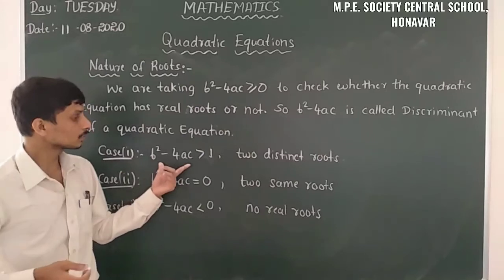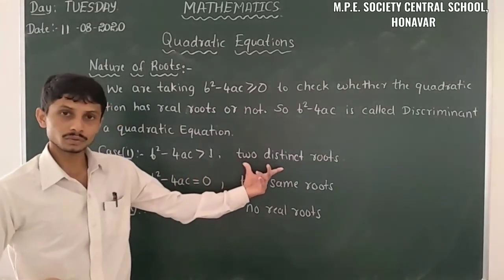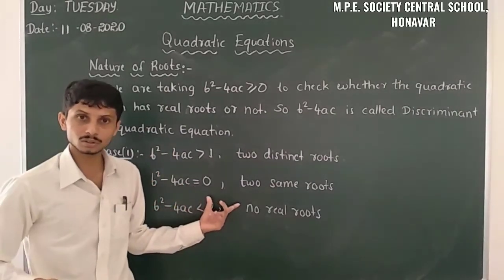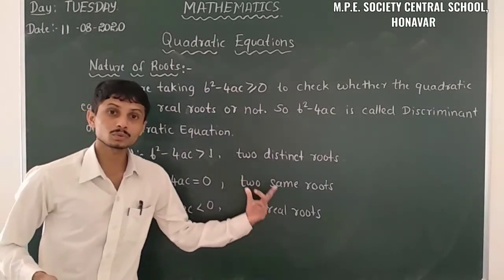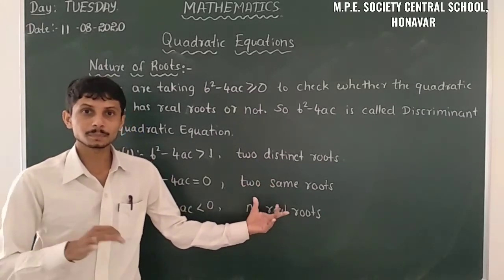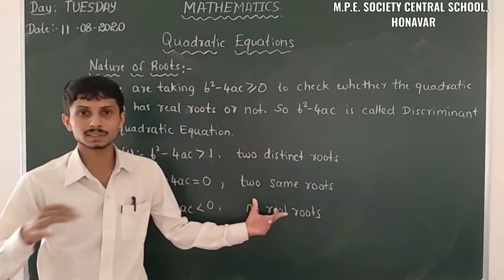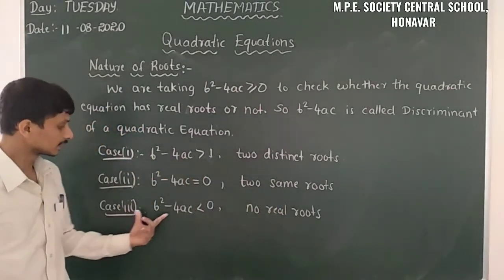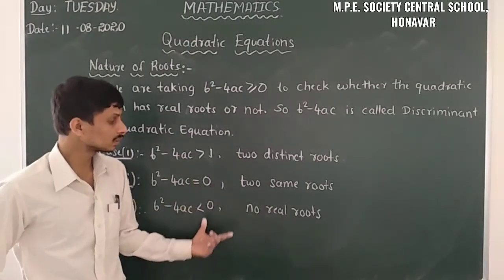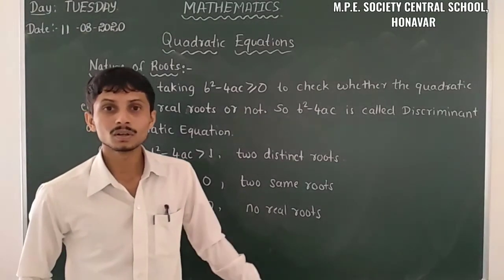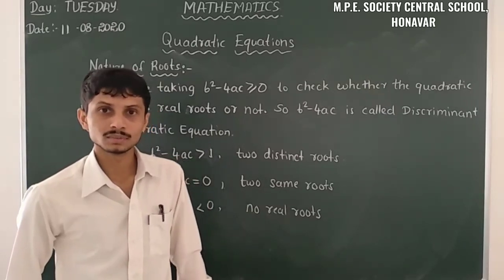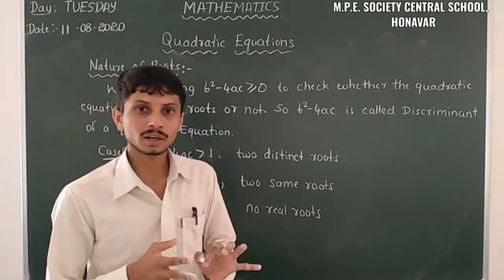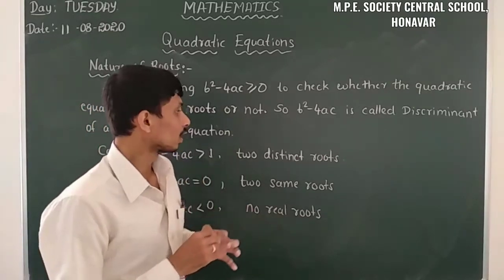Firstly, b square minus 4ac is greater than 0, so the equation has two distinct roots. When b square minus 4ac is equal to 0, there is a chance of two same roots, x plus 2 into x plus 2, x plus 3 into x plus 3, x minus 1 into x minus 1. Likewise we got the roots. Then if b square minus 4ac is less than 0, there is no existence of real roots here.